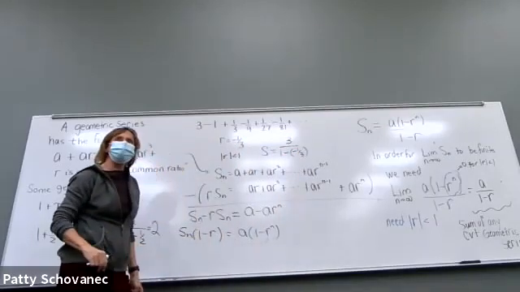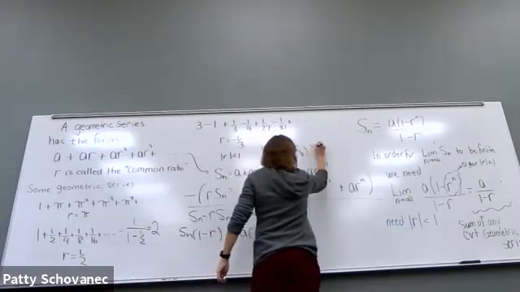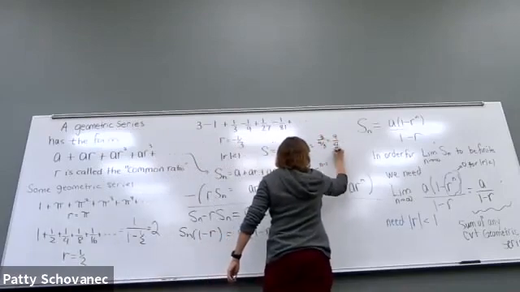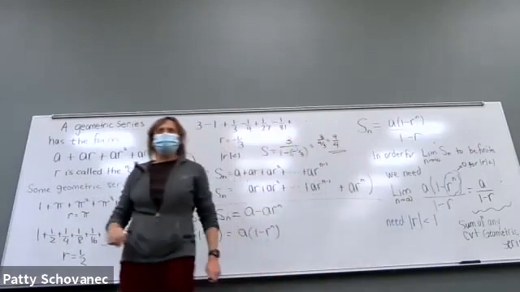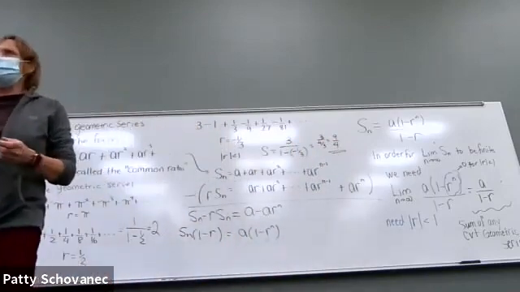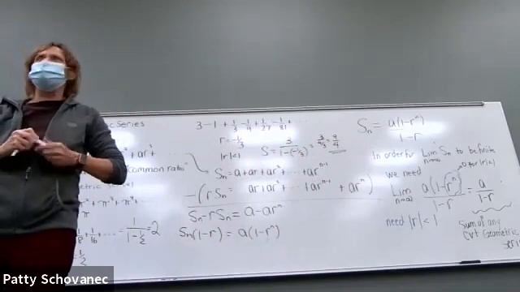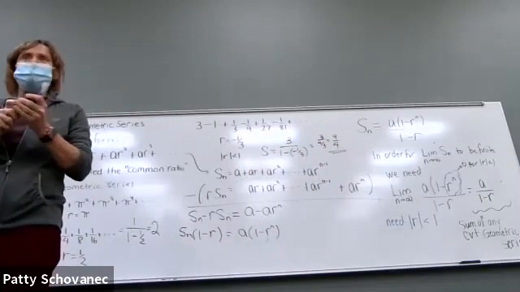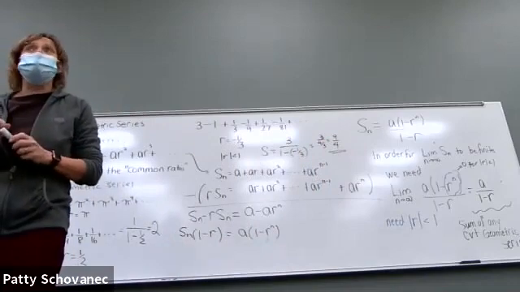So 3 over 4/3, which is 9/4. If you recognize you have a geometric series, it's easy to find whether it converges or not. And the added benefit is we can actually find what it converges to.